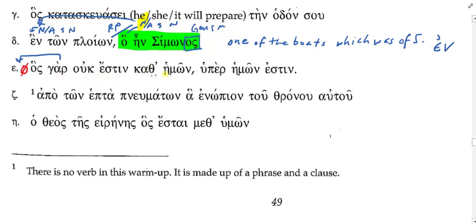is not kath' hēmōn. What's the normal form of this word, kath'? This is kata, right? What does kata mean? Okay, in when the object of the preposition is in what case? How many cases can kata occur with? Okay, so take a look here. Is this in this week's vocab?